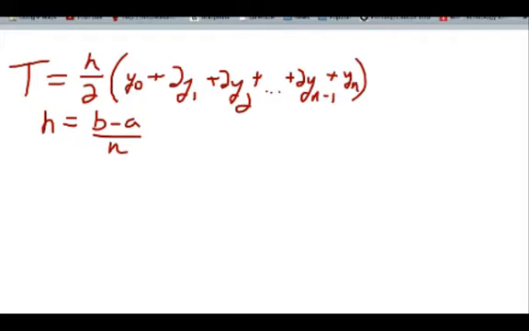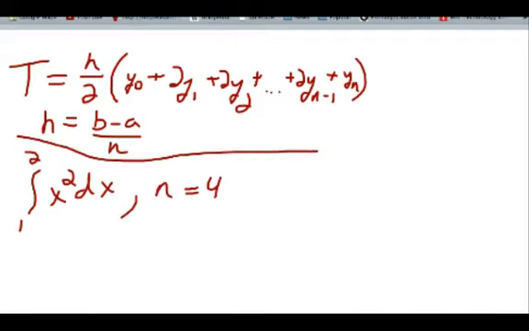Okay, so let's say, for example, let's just steal one from the book here. We wanted to estimate the integral from 1 to 2 of x squared dx. And it'll tell you the number of subintervals, so when n equals 4, we're going to break it into 4 subintervals. Actually, wait, this is kind of useless, isn't it, since we can just use our calculator?